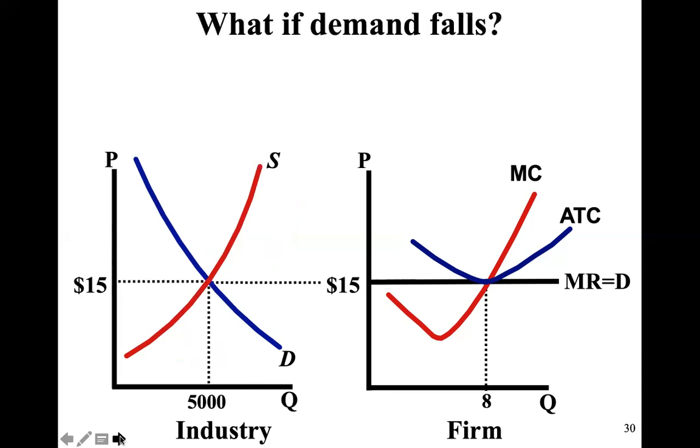All right, let's do it the other way. I'd encourage you to pause the video and try it on your own and see if you can do the opposite scenario, and then hit play and watch me go through it. So here we are in the long run equilibrium at $15. What happens if demand falls?